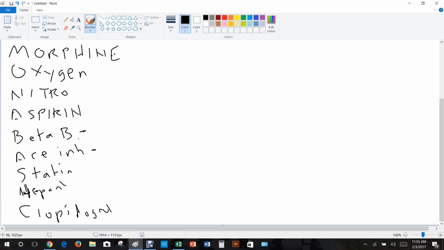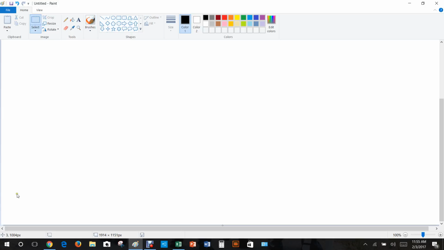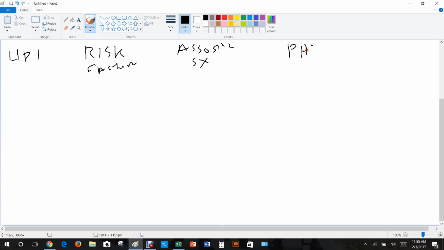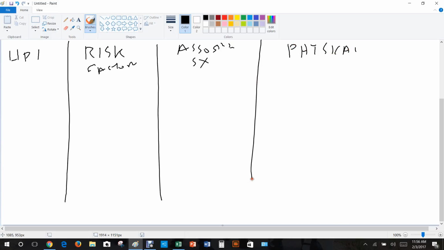The only other things that are involved in this whole process is in your process of them coming in, you need to make sure that you give a really good HPI. You need to make sure that you look at their risk factors while in that HPI. And you need to make sure that you've looked at any associated symptoms. And you need to make sure that you perform a physical exam. And let me talk about different aspects of this real quickly.